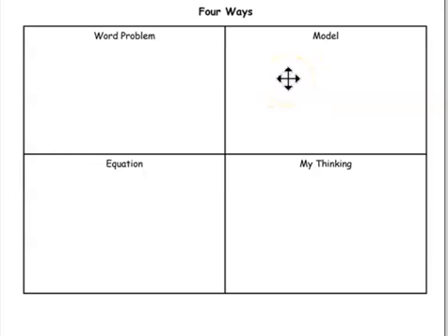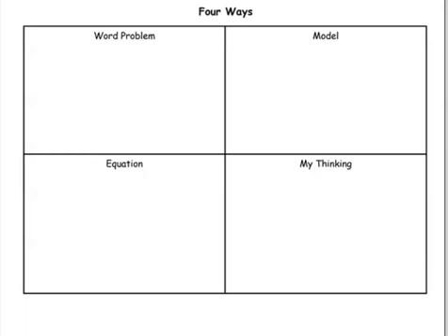thinking out our problem. And the next box down here on the left-hand side bottom says equation, and that's where we're going to put our thinking into a math equation. And then here on the right at the bottom, it's my thinking, like how did I go about solving that? So these are the 4 different ways we're going to think about our problem. Okay, so are you ready?